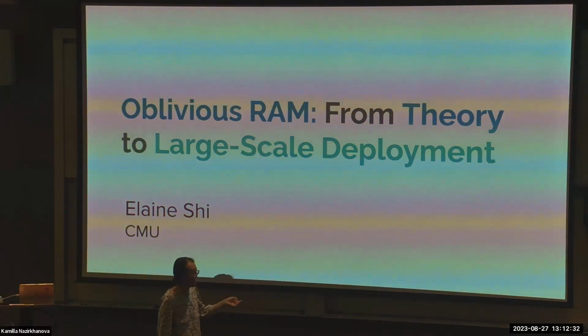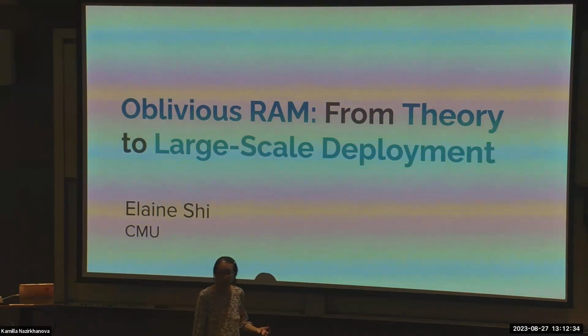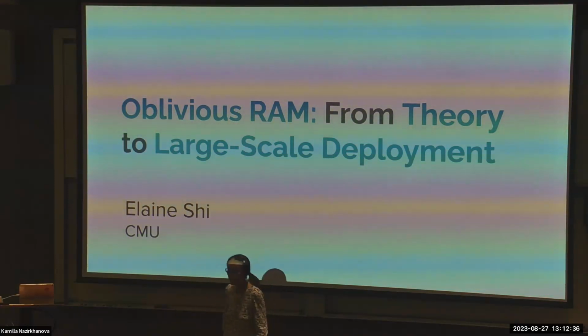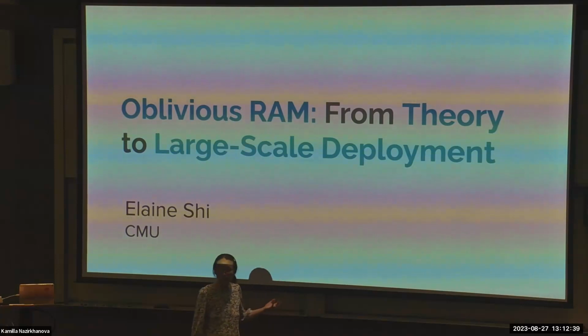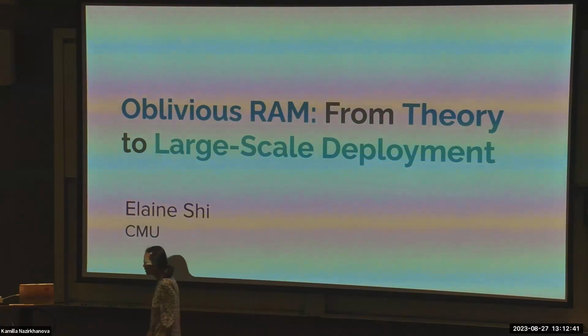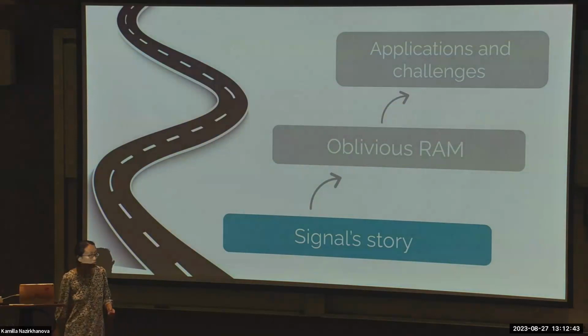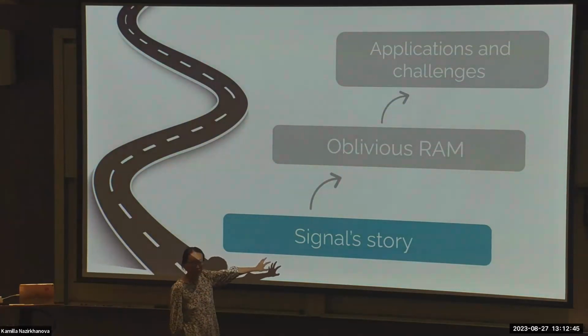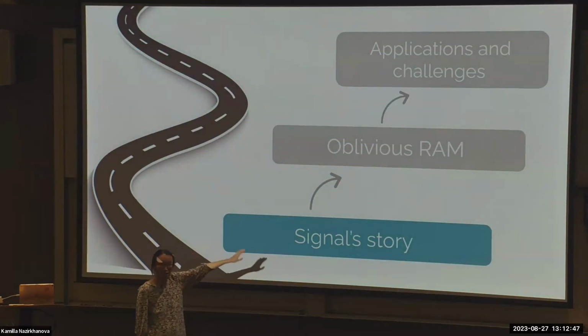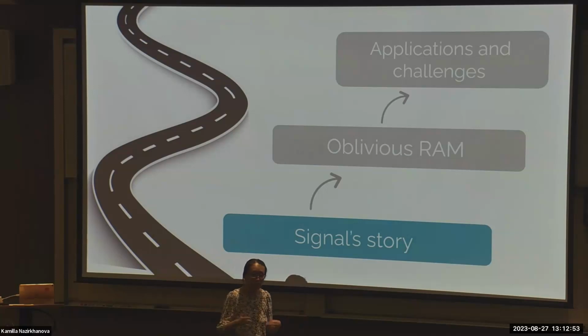I'm going to talk about Oblivious RAM today and how it evolved from theory to large-scale real-world deployment. And I'll also talk about why ORAM is important for blockchain applications. Okay, so I'll start with the success story for Signal, and then I'll talk about what is Oblivious RAM and how these algorithms work. And at the very end, I'll mention other applications in blockchains and what are the real-world challenges we encounter when we try to deploy ORAM.